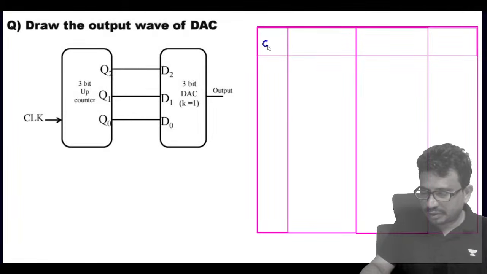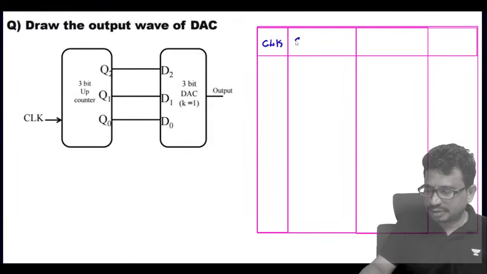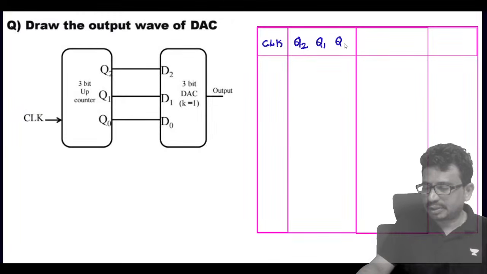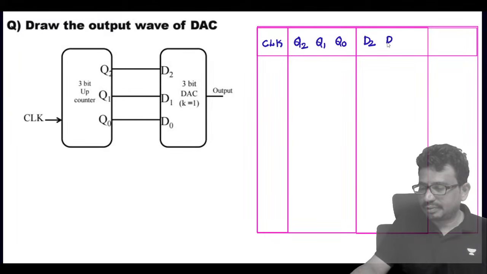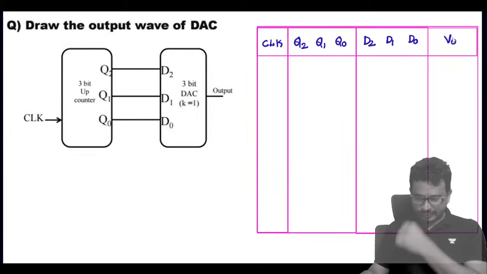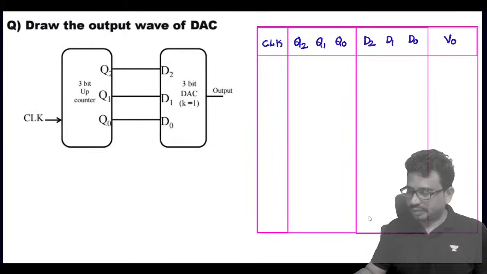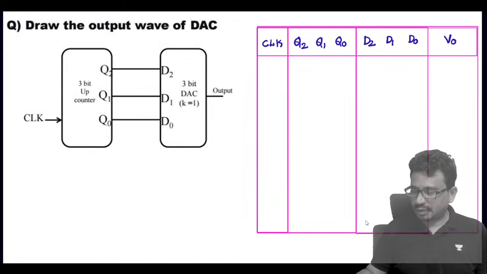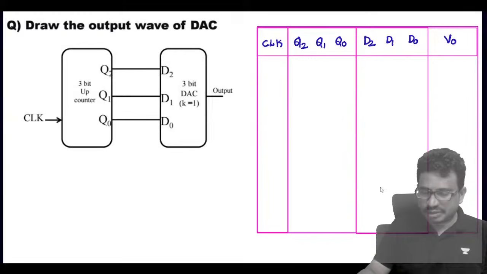Tell me what we have: the clock, and then the 3-bit up counter outputs Q2, Q1, and Q0, then D2, D1, and D0, and the output voltage V0. Check this, all of you. Now we will see this. Initially we consider the counter value as zeros.